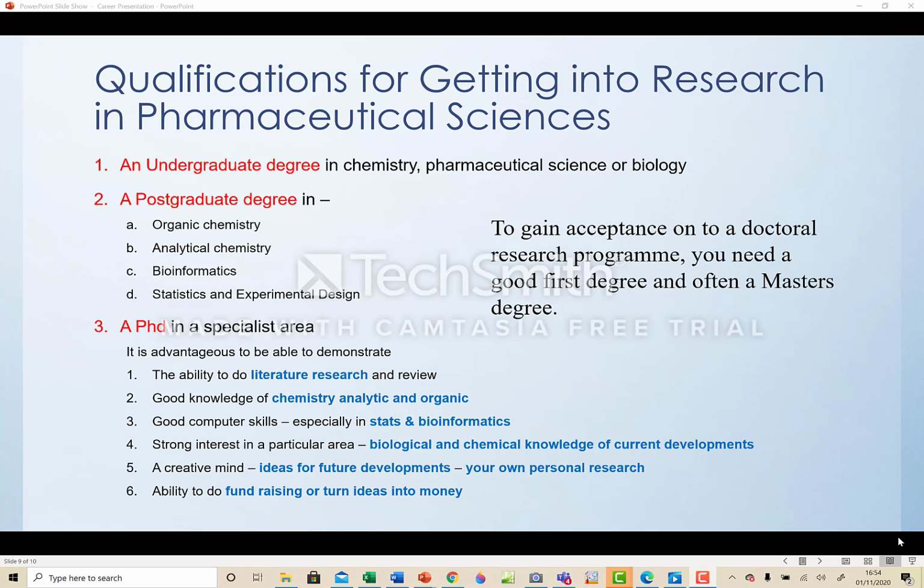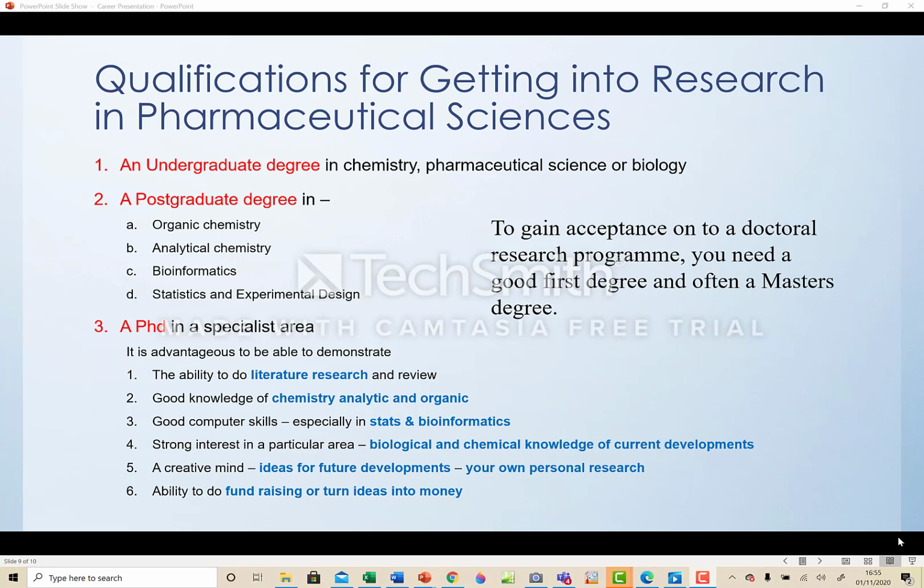So, armed with a master's in any of these will be of great use to actually getting accepted into a research position. However, a PhD in a specialized area is advantageous. The ability to do literature research and review is a skill that you should be able to demonstrate.